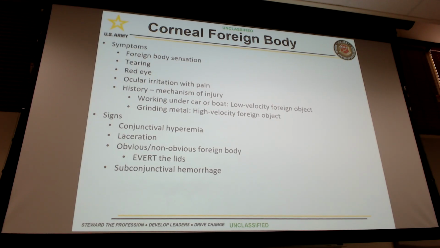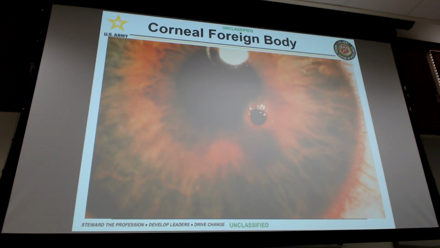Corneal foreign bodies. Again, uncomfortable. I got something in my eye, and it's still in my eye. Sometimes they'll be able to see something in their eye. Sometimes they'll just feel like something's in their eye. So you have to do a full eye exam to actually see if there's anything still in the eye. There's going to be redness, but obvious pain, and typically the patients will say, "There's something in my eye." Here's a picture of something in an eye.